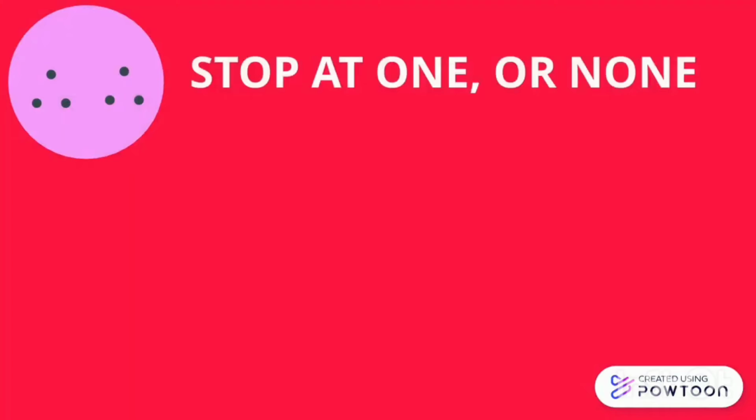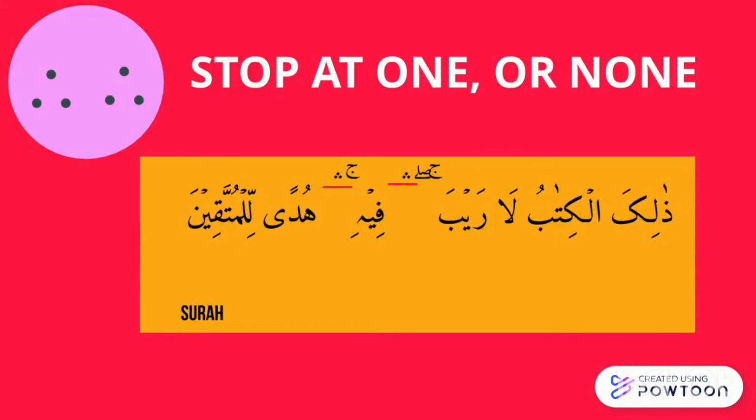When you see two pairs of three dots, it means that you should take a break at either the first pair of three dots or the second pair of three dots. If not, you read the full verse continuously. For example, Surah Baqarah verse number 2.